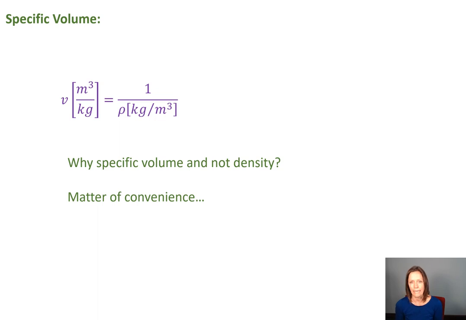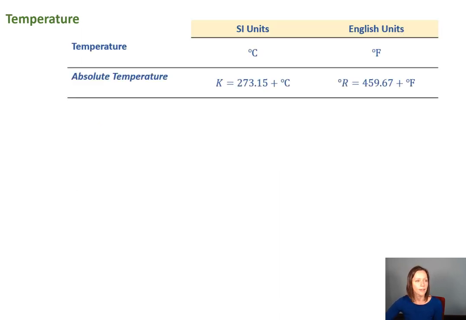Sometimes, like if you have a gas with a really low density, maybe it's more convenient to work with units of specific volume rather than a 0.0-something for your density. You have a whole number instead.